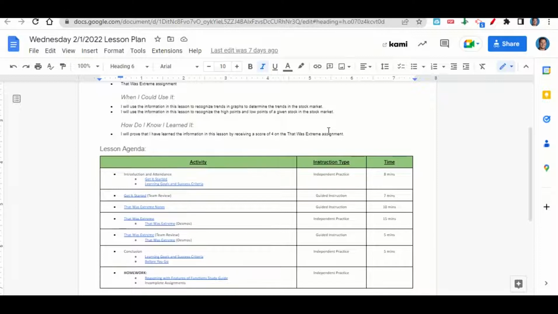Now let's take a look at our agenda for today. We will begin by going over the learning goals and success criteria. While we do that, you'll fill out your Get It Started. Once you've completed your Get It Started, we'll go over it together and answer any questions that you may have. After that, we'll go over the That Was Extreme notes, and then I'll give you time to complete the That Was Extreme assignment on Desmos. Once you've completed the assignment, we'll go over it together and answer any questions that you may have. At the end of class, we'll go back over our learning goals and success criteria while you fill out your Before You Go. Your only homework for tonight is to continue working on the reasoning with features of function study guide and any incomplete assignments that you may have.